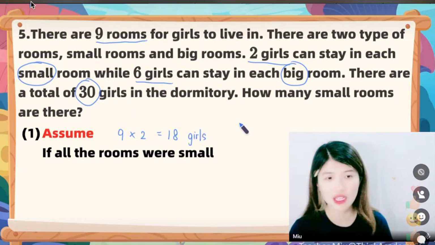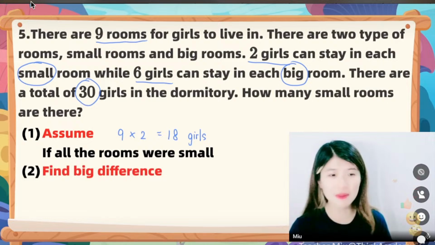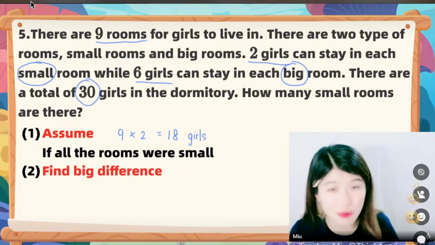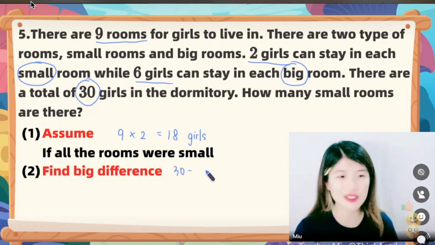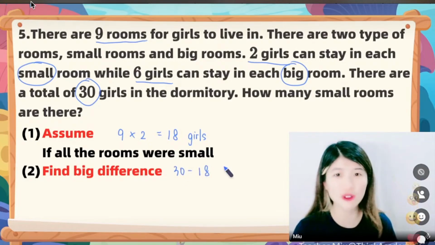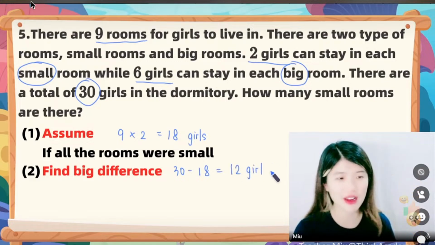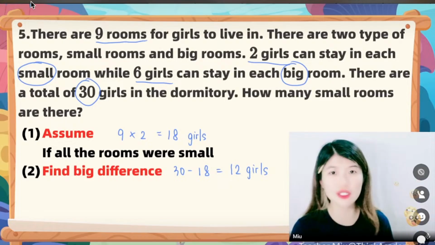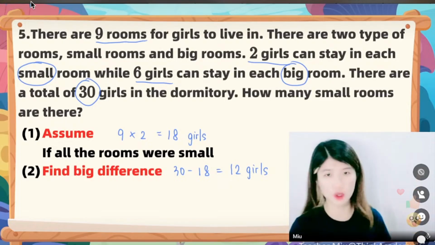Well done, dear. But then again, altogether we have 30 girls. So how many girls still need a room to stay? We have 30 girls, and 18 girls got rooms now. So we still have 12 girls to accommodate, right? And for these 12 girls, how many girls can get into the room at most?